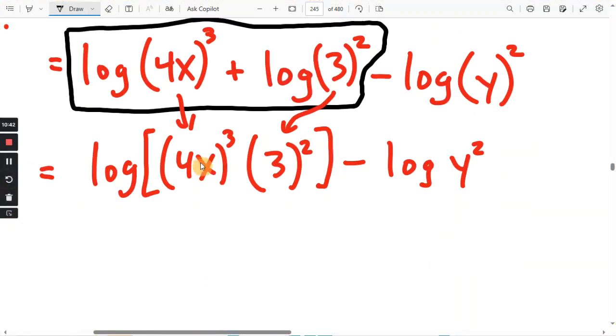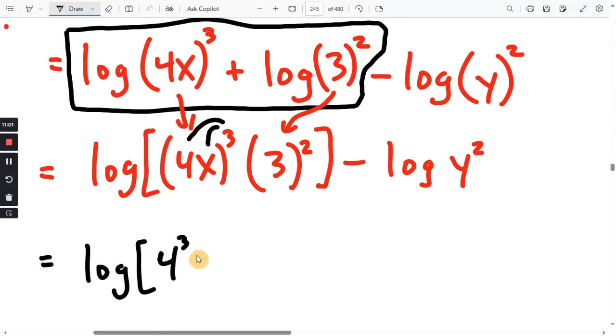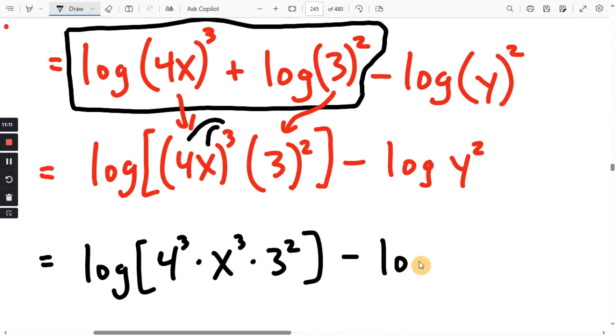Now remember, when you have something in parentheses raised to a power or an exponent, that exponent gets applied to both terms in the parentheses. All right, so that's going to be log of 4 to the third times x to the third times 3 squared. All right, and that's minus log of y squared.